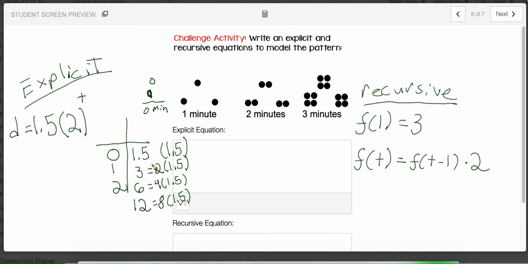And so if you're not convinced, you could try this out. But 1.5 is definitely steady. That's always at the very beginning, meaning at 0 minutes. And then the number of dots, of course, changes based off of that. What's cool is that if you plug back in any of these minutes, you should get back to the number of dots.